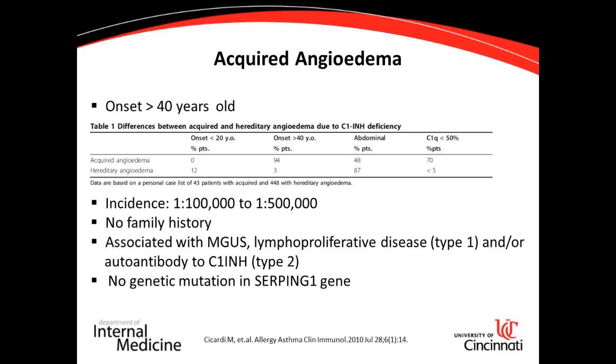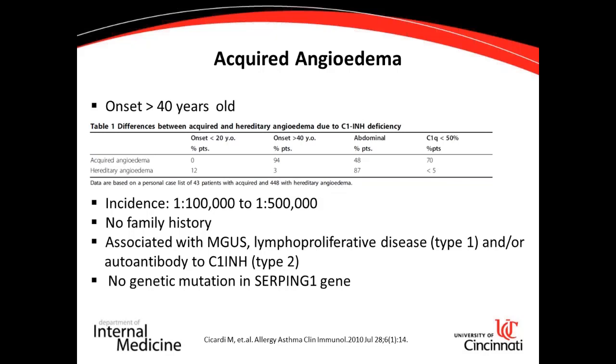So in acquired angioedema, again, patients have a later onset of disease. You can see when we look at the differences between hereditary angioedema due to C1 esterase inhibitor deficiency and acquired, more HAE patients have earlier onset versus patients with acquired have later onset. They both can have abdominal pain, but C1q, which is the first component of the C1QRS complex, is low compared to hereditary angioedema, where it's typically normal. This is much rarer than hereditary angioedema, 1 in 100,000, 1 in 500,000 patients.